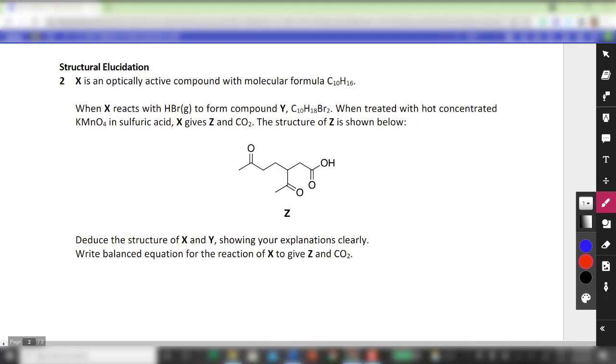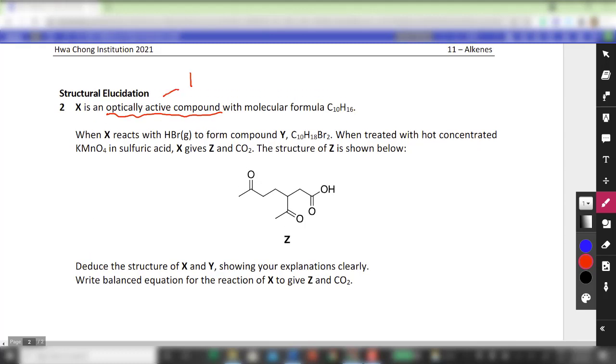For question 2, you were told that you have an unknown X, which is an optically active compound. Usually the word optically active tells you that the unknown is asymmetrical. In most cases for H2, you will tend to conclude that it has at least one chiral center. That's for H2, but as some of you might be aware, a molecule being optically active need not just have a chiral center.